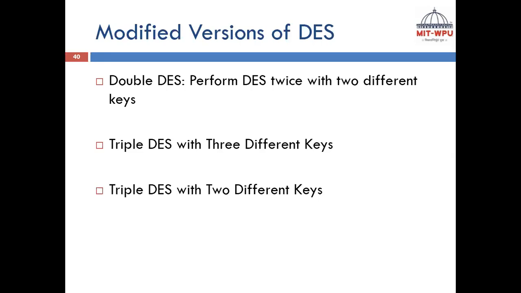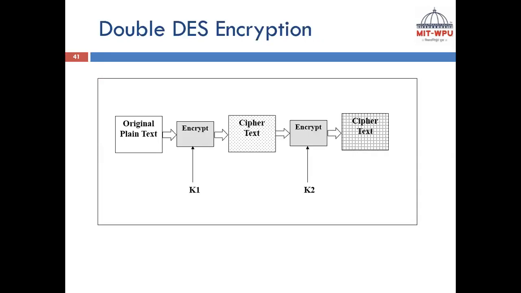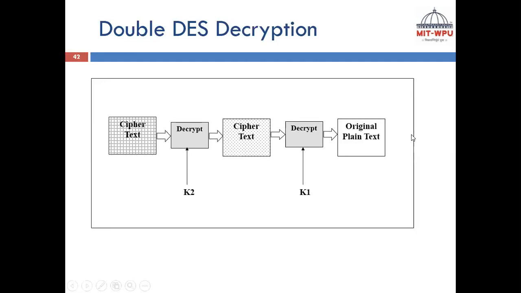This is pictorially shown in the next slide, where for double DES encryption, we take the original plain text. We encrypt it with K1. Then we get some cipher text. After that, the same cipher text is encrypted once more with K2, the key 2, and then we get the final cipher text. Now the reverse process: we take the cipher text as input, and we apply the key K2 first and get the outcome. Then we once again apply the key K1, and finally we get the original plain text.